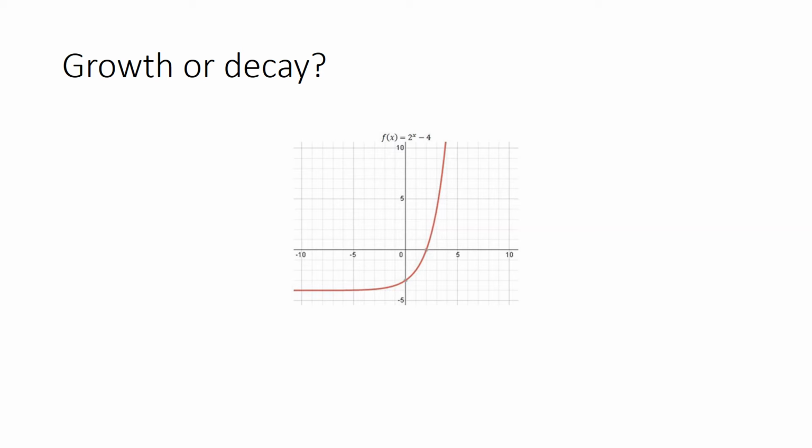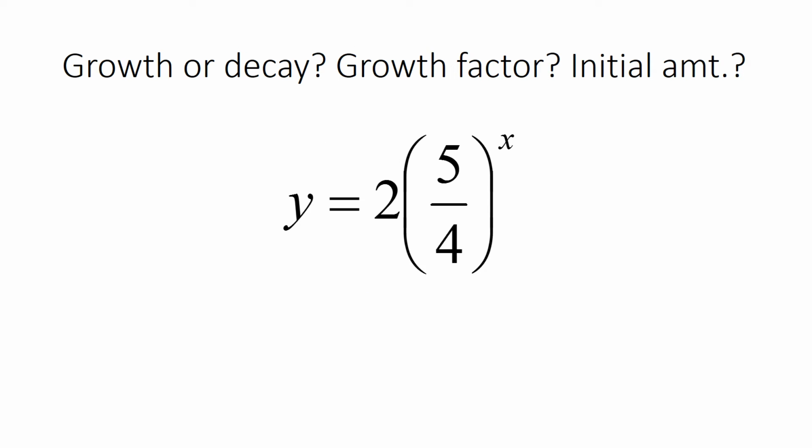So growth or decay, this is growth because it's increasing from left to right. It's growth. Now, when we're given an expression, we determine if it's growth or decay by the value of B. So in this case, this B is 5/4, which can be written as 1.25. And since B is greater than 1, this is a growth function. So if you were to graph this, you would see that it's growth.